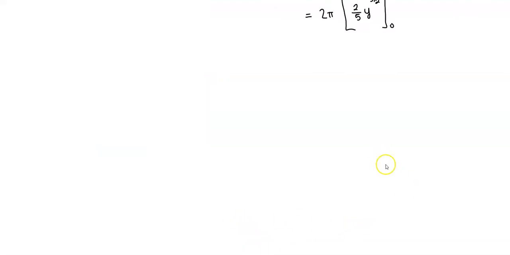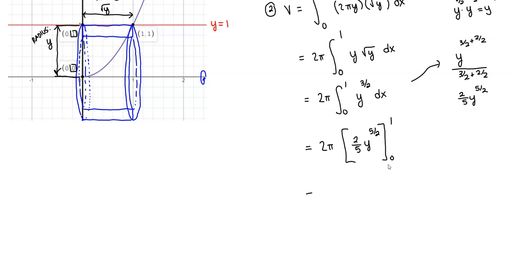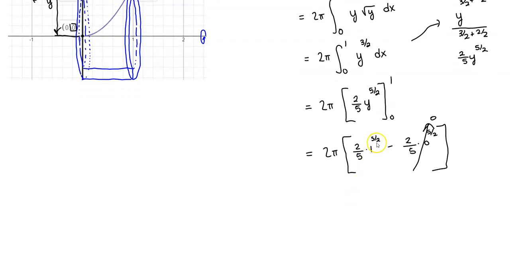Okay, so let's go ahead and evaluate from 0 to 1. So we have 2/5 times 1 to the 5/2 minus 2/5 times 0 to the 5/2. Well, we know that gives you 0, and 1 to anything is going to give you 1. So 2 pi times 2/5 is going to give us 4 pi over 5. And so therefore, the volume is 4/5 pi, or 4 pi over 5.